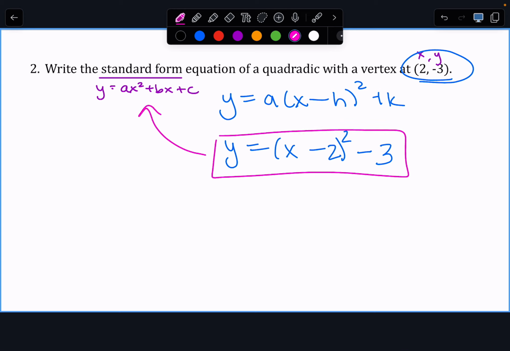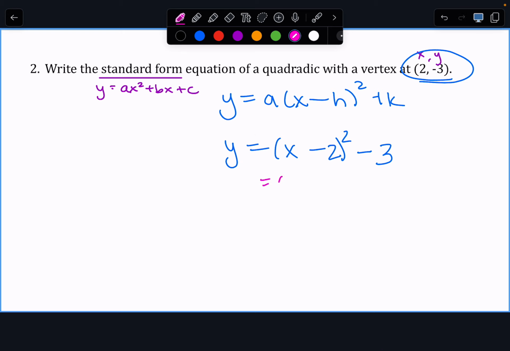Would you have to simplify it? So basically you take the negative 2 squared. Well, careful. If this is x minus 2 squared, this means x minus 2 times x minus 2. Well, it's more than just a positive 4. It's x squared minus 2x minus 2x plus 4.